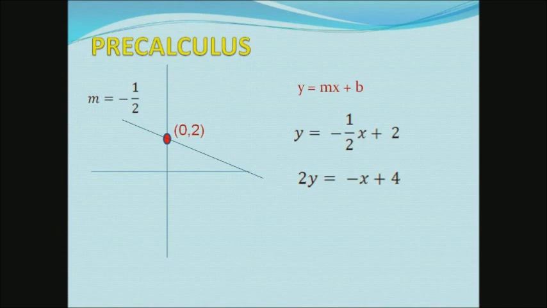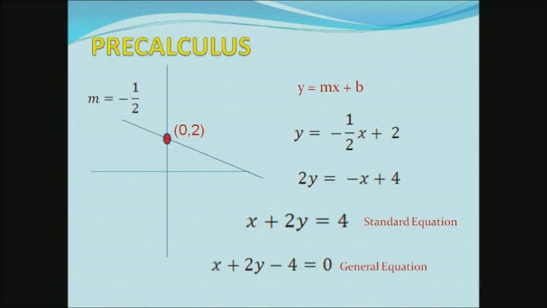And so, we can transpose negative x on the left side of the equation. We will now have x plus 2y equals 4, and that is our standard equation. And lastly, we can convert that into a general equation. x plus 2y minus 4 equals 0. So that will be our general equation.